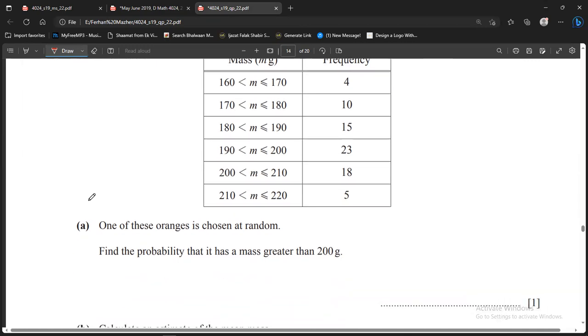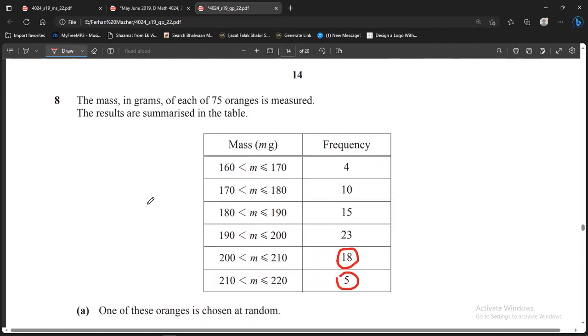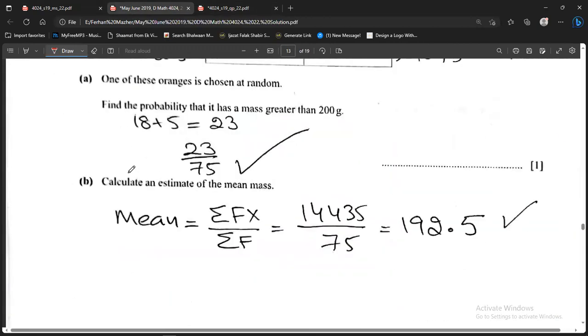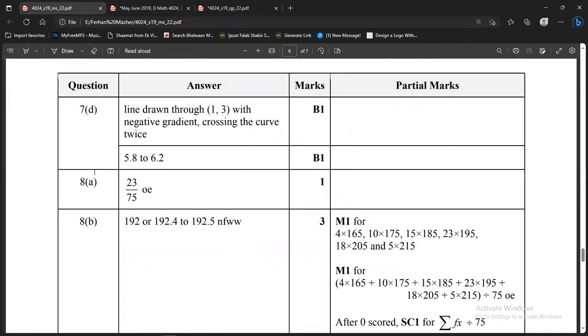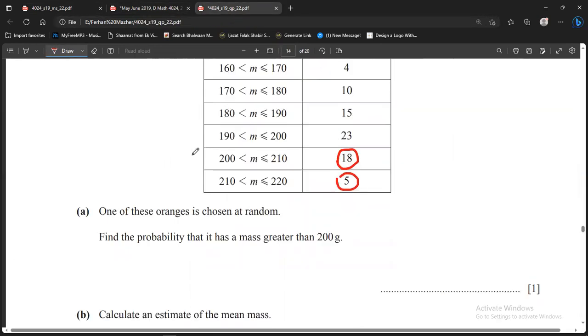One of these oranges is chosen at random. Find the probability that it has a mass greater than 200 grams. The mass greater than 200 grams is 18 and 5, so they are 23, and the total oranges are 75. So the probability will be 23 divided by 75. 23 divided by 75 is the right answer. This is the solution.